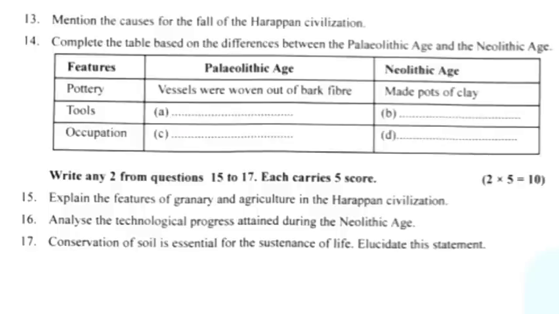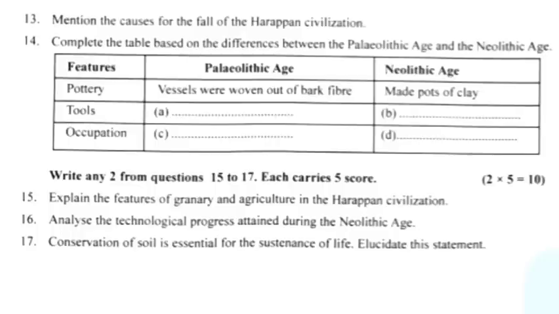16. Analyze the technological progress attained during the Neolithic age. Answer: sharpened and polished stone tools. Wooden wheels were used for making pottery. Rafts were used for water transportation. Ornaments made of stones, wood, and bone. Harpoons and fishing hooks. Clothes woven out of jute fibers.